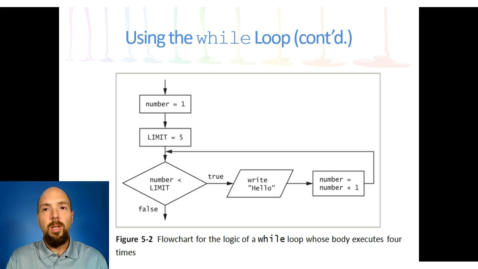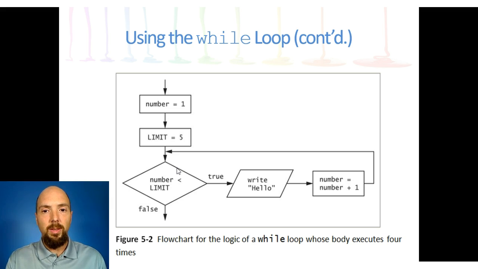All right, so in this case, we have a variable called number that is equal to 1, and we've set a constant called limit at 5. So while the number is less than the limit, which to start with, number is 1 and limit is 5, we're going to say hello on the screen. And then it takes number, adds 1 to it, and sticks it back in number. So now number is 2. Perform the loop again. 2 is less than 5, so it'll write hello again. Adds 1 to it. Now number is 3, and so forth. It'll keep doing that 5 times.